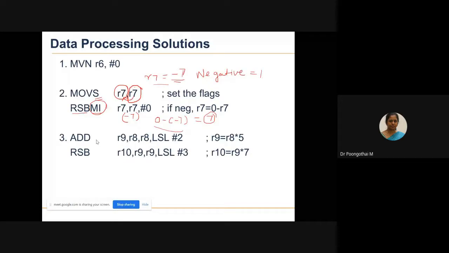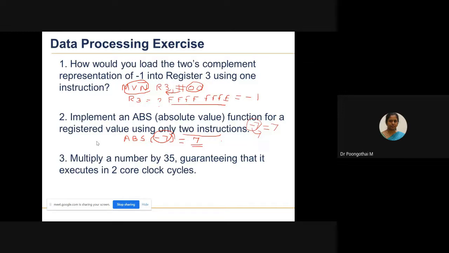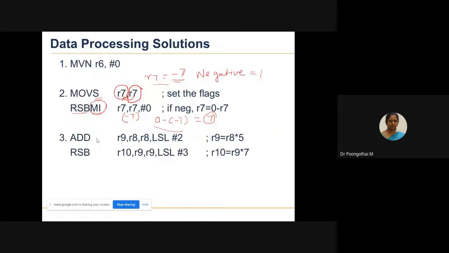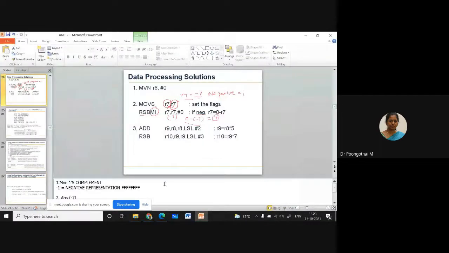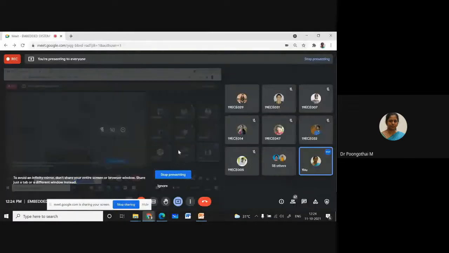So what is the third question? Multiply a number by 35, guaranteeing that it executes in 2 core clock cycles. So you have to use only 2 instructions. Just observe, analyze these 2 instructions and tell me the answer.